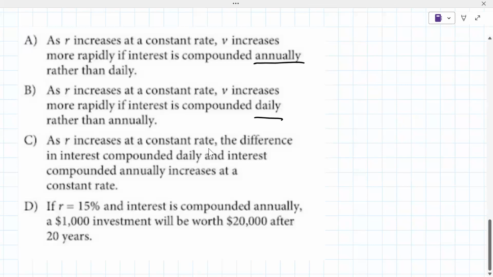So we might tend to go towards maybe that one. C says as R increases at a constant rate, which is similar so far, the difference in interest compounded daily and interest compounded annually. Well, this one's totally different: increases at a constant rate. We're not sure if that's right or not, but we can see it's very different than A and B. D: If R equals 15% and interest is compounded annually, a $1,000 investment will be worth $20,000 after 20 years.